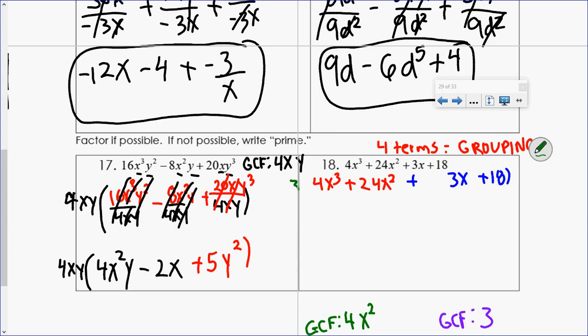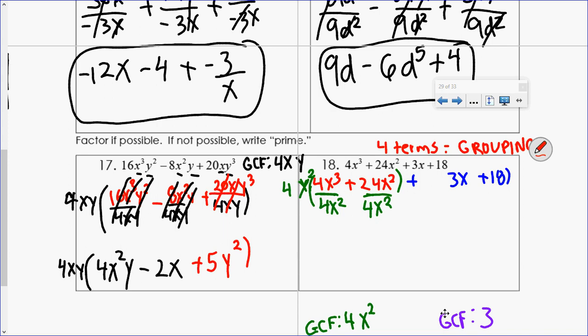So I'm going to write my 3x out here and divide each of those terms by 3x. Oh, I'm sorry, I'm combining two things into one. I apologize. My first greatest common factor is 4x squared. So 4x squared divided by, first term divided by 4x squared. Make sure your parentheses are there. 24x squared divided by 4x squared.